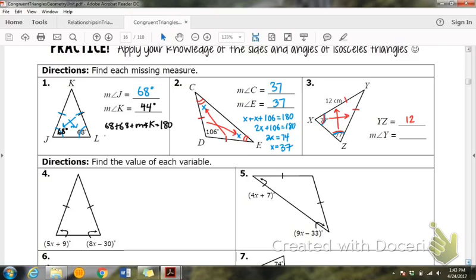Okay. All right, on number 4, it tells me that these sides are congruent. If these sides are congruent, what do I know about those angles, Donald? In number 4, if I know that those two sides are congruent, what do I know about 5x plus 9 and 8x minus 30? They're the same, right? So how am I going to find x?